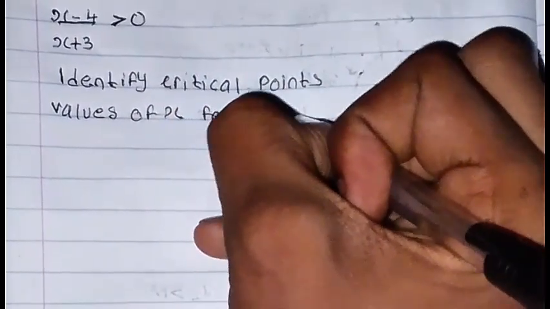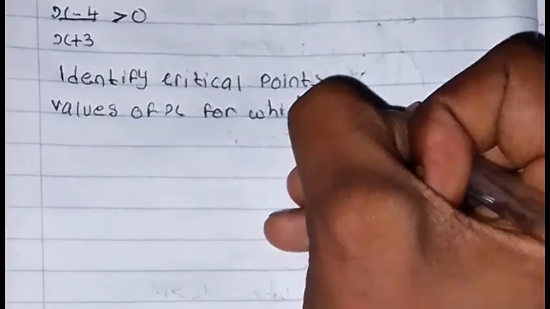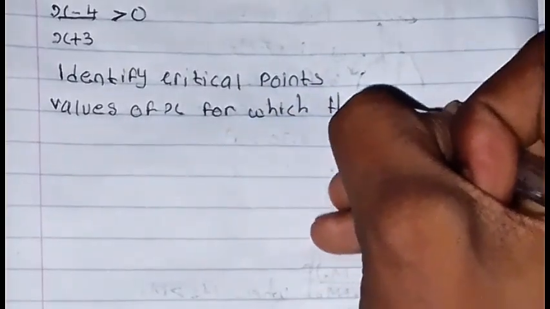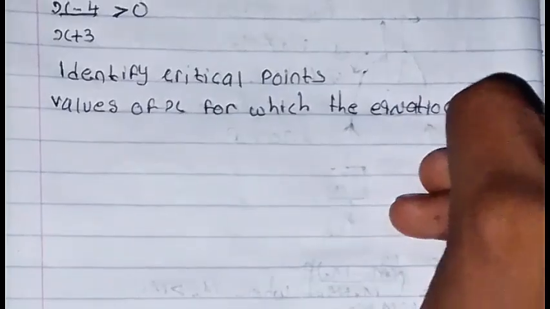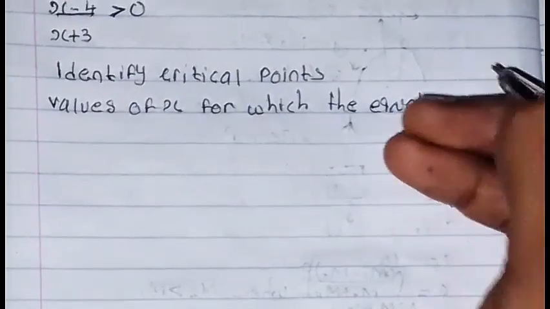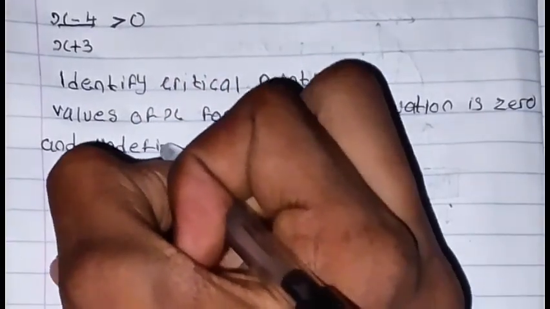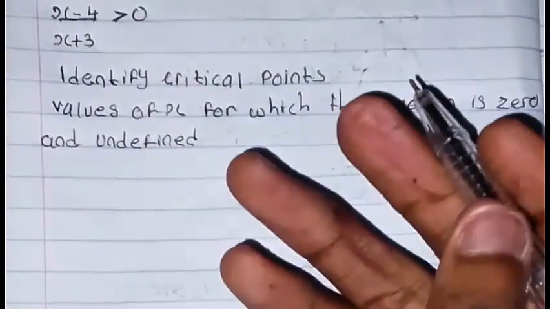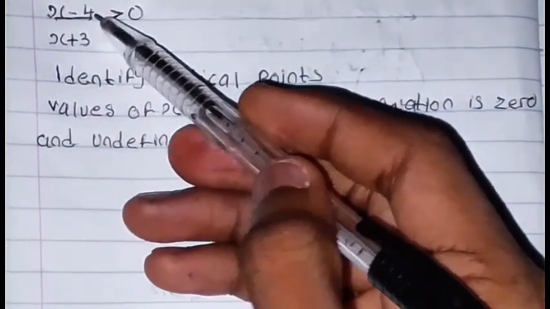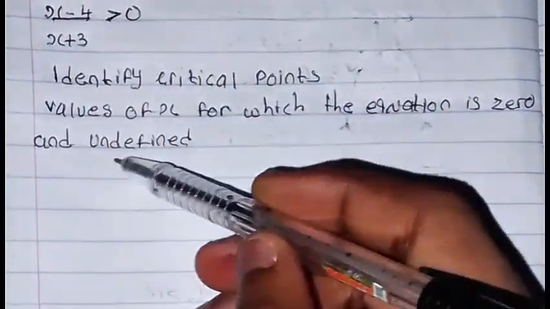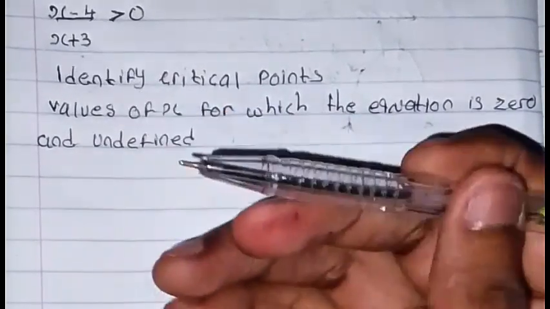Critical points are values of x for which the expression is two things. What are those two things? One, the expression is equal to 0, and two, the expression is undefined. You can identify critical points basically by looking at the expression itself. An expression is equal to 0 when the numerator is 0, and it is undefined when the denominator is 0.